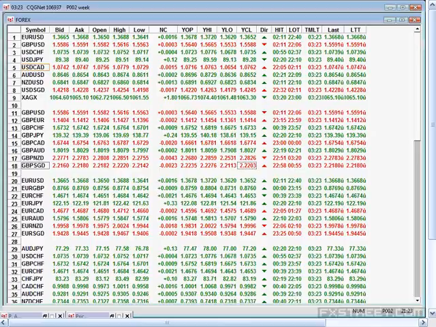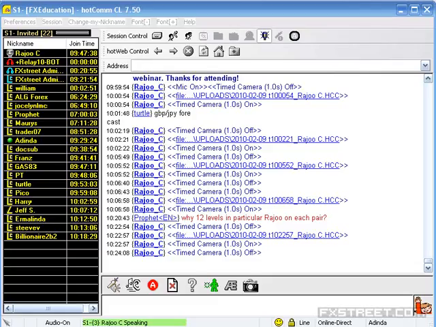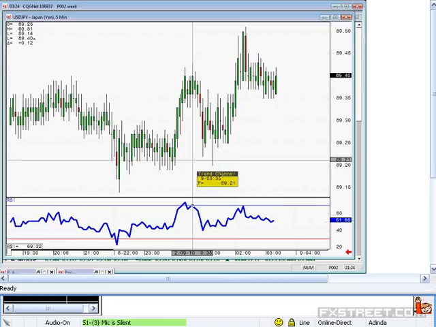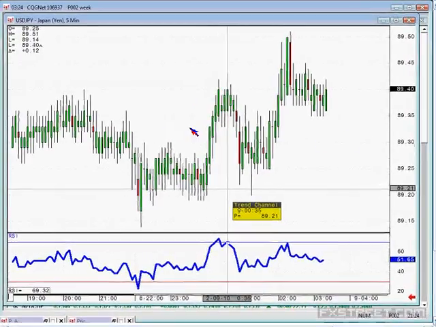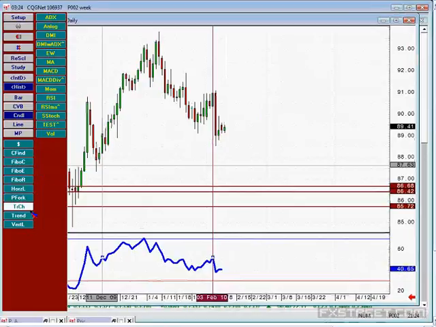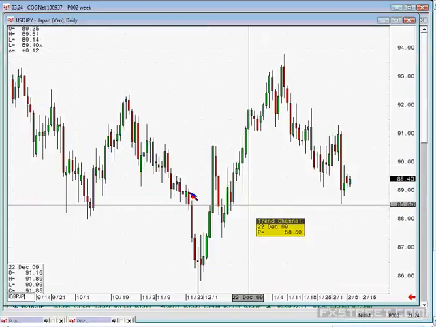Now let's look at the questions. The pound yen forecast. Okay, let me show you the chart. Let me pull the chart. Give me a minute. Let me remove all the lines.